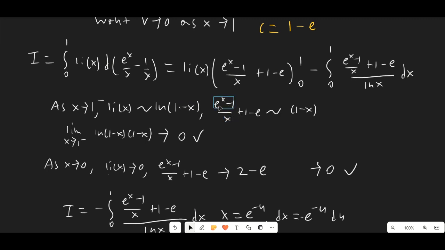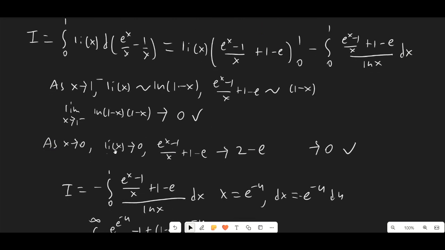If you write e to the x as a power series, you'll find that this approximates 1 minus x as x goes to 1, or you could just use L'Hospital's rule and figure out that these have the same limit. And so we end up with the limit as x goes to 1 from below of ln of 1 minus x times 1 minus x, to give us the order of our solution here, and it ends up going to 0, which means that this upper bound just goes to 0 as well.